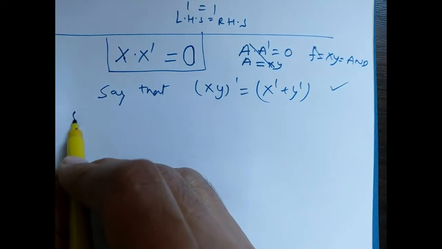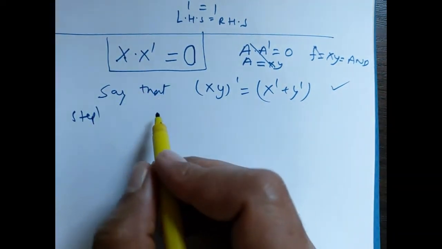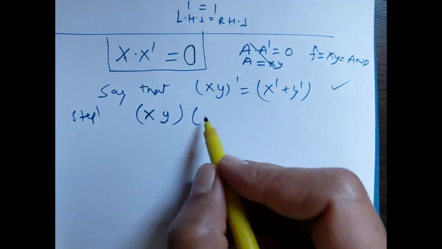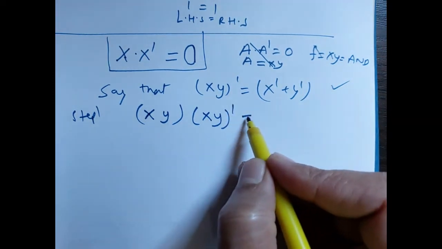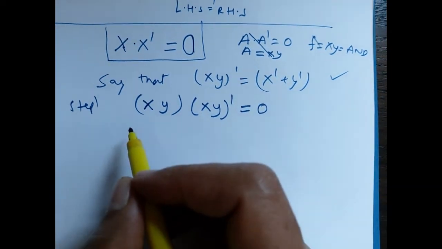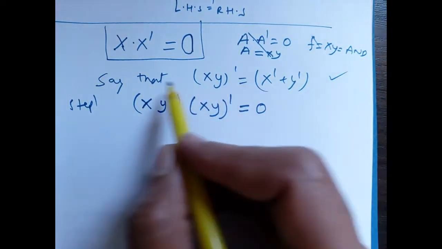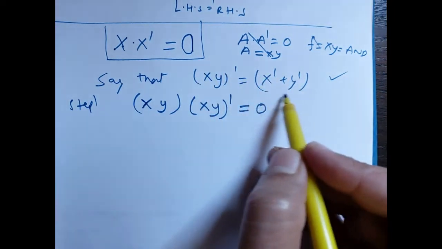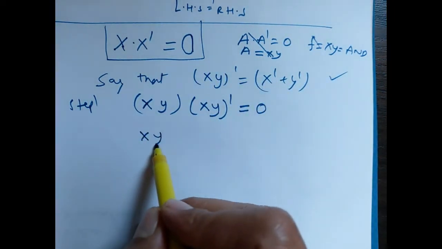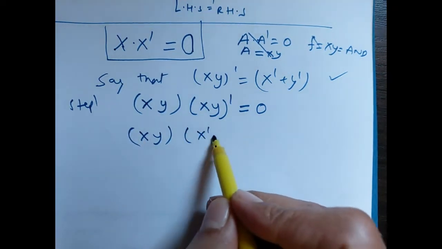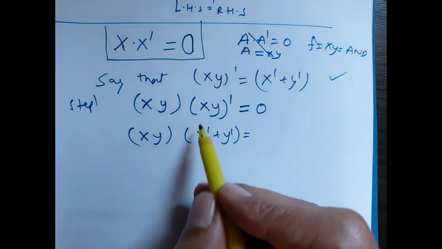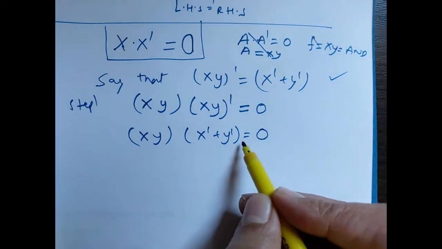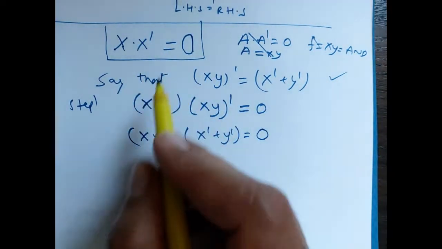So let us write step 1. Using this identity, we are able to write that this ORing with its own complement should give a 0. Now let us agree with De Morgan's theorem and substitute it here. This is equal to this as De Morgan says, so let us replace this with this, which is De Morgan's statement, and then it should be equal to 0. This is what the law should ask us to do.